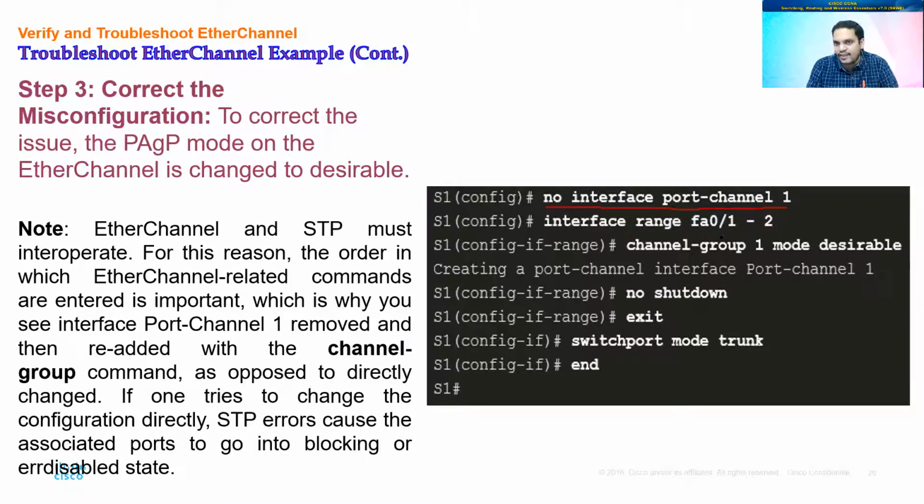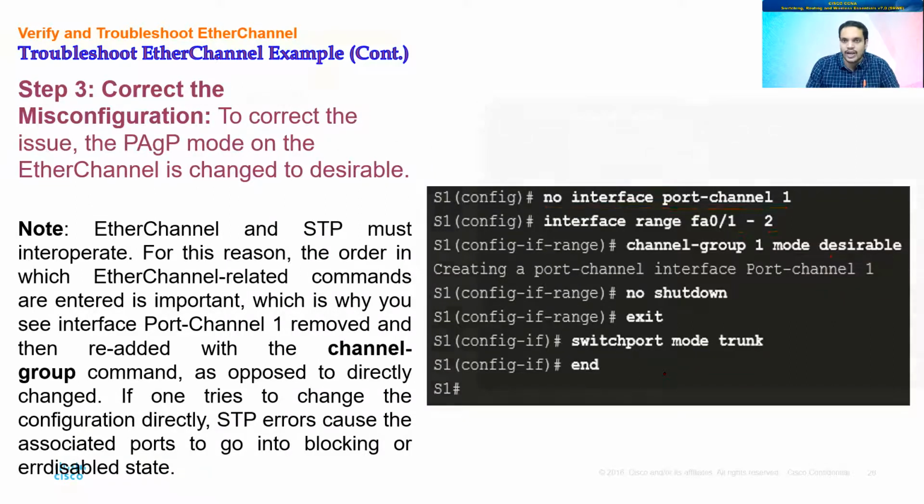So once again, I went for the interface range of F0/1 to 2. Now I created the channel-group 1 mode desirable. Once I do that, this creates a new port channel with ID as 1. The earlier one is gone, long gone, and a new one is created. I can simply type in interface port-channel 1 and then come in and put in switchport mode trunk, end.